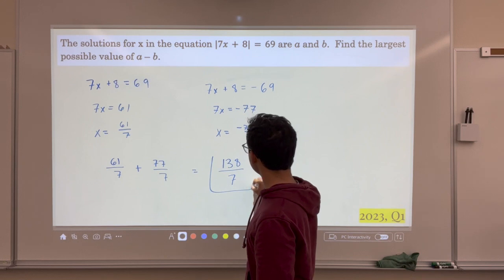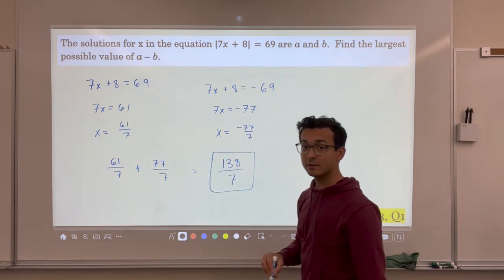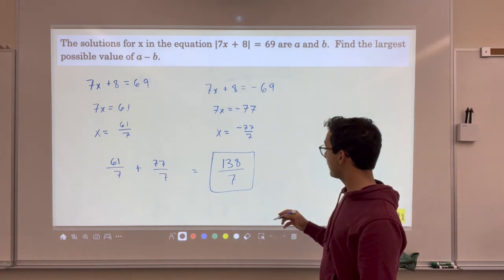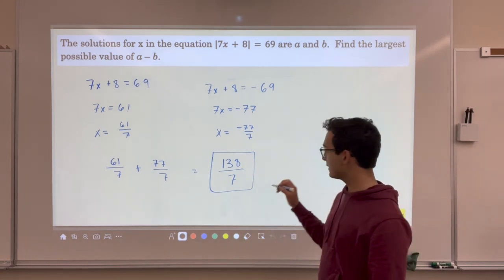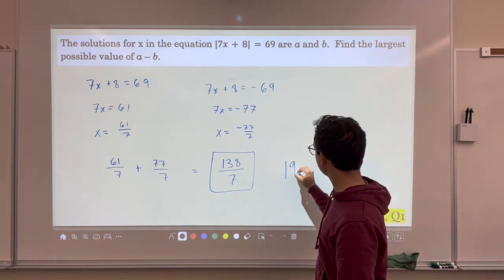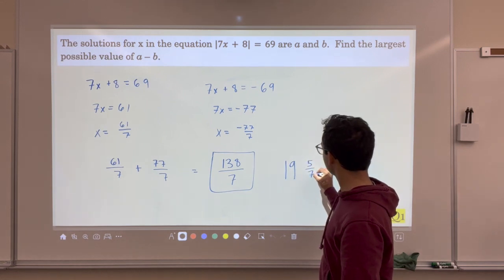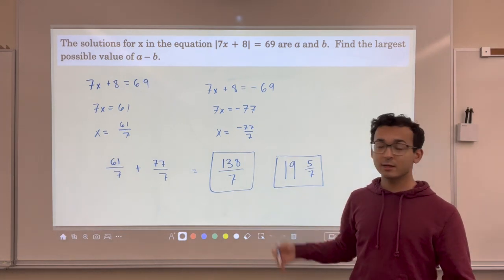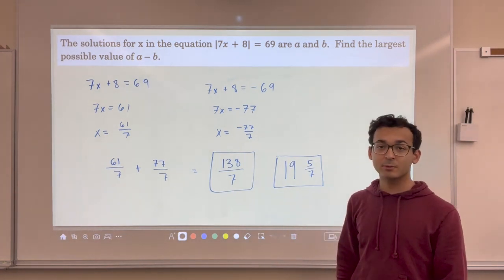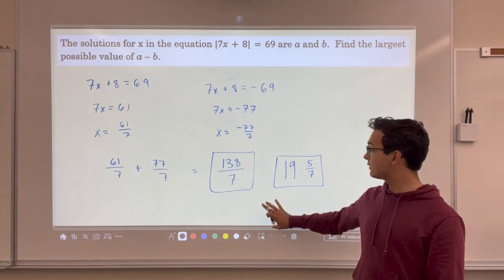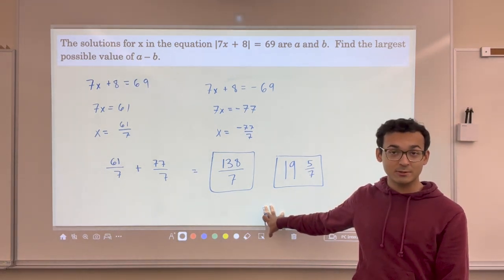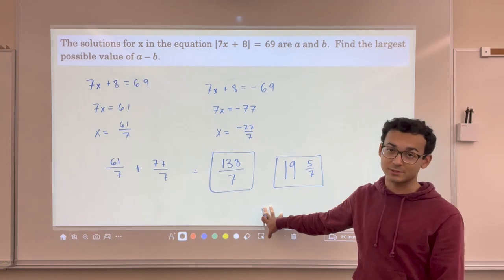So that is a valid answer, 138 over 7. You can also express it as a mixed number. So you could say that 138 over 7 is equal to 19 and 5/7. So either way, both answers work and both answers are valid. So this was the answer to the first problem in Meet Number 1, Topic Number 2, and now we can move on to the second question.